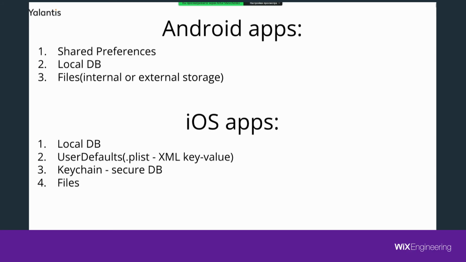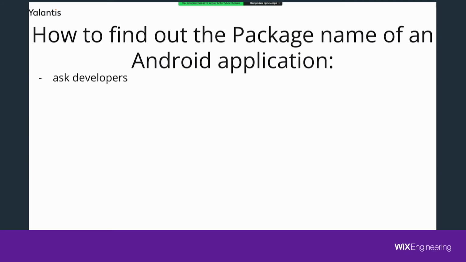And for iOS applications, as I told, we can also use Keychain. It is like a secure database for iOS applications. And the last one is also to use files. And let's take a closer look at how we can use this knowledge in testing, using the example of an Android application.